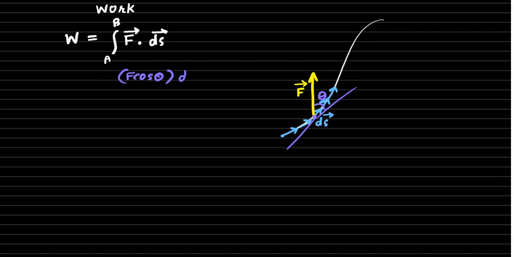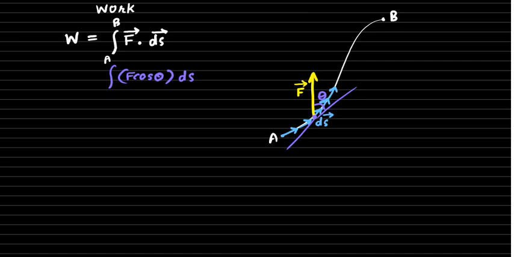ds. Why cos theta? Because we are taking the dot product, and since we have already taken the magnitude of the dot product, I don't need to write the vector symbol on top of F and ds. So this is what we are integrating from point A to point B in the path.